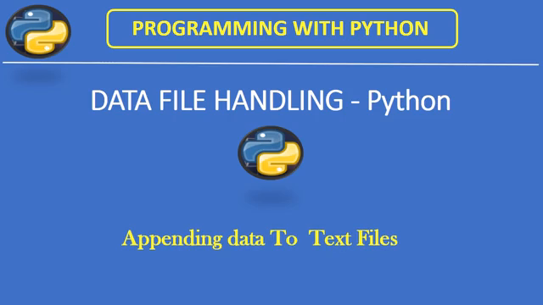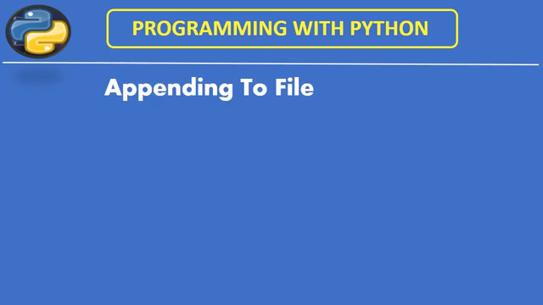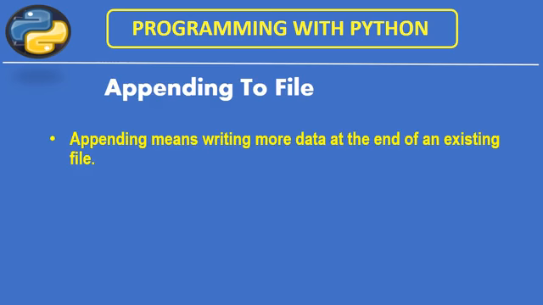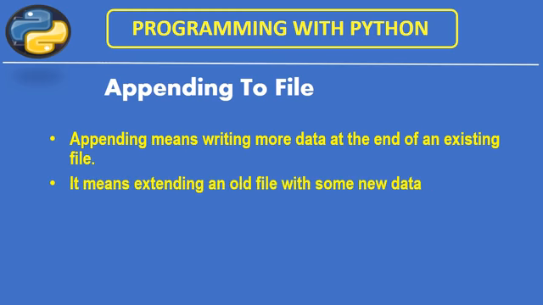Hello students, today I will be explaining how to open a text file in append mode. Basically, appending is another way to add data to an existing file. It means writing more data at the end of an existing file. Appending helps you extend an old file with some new data.